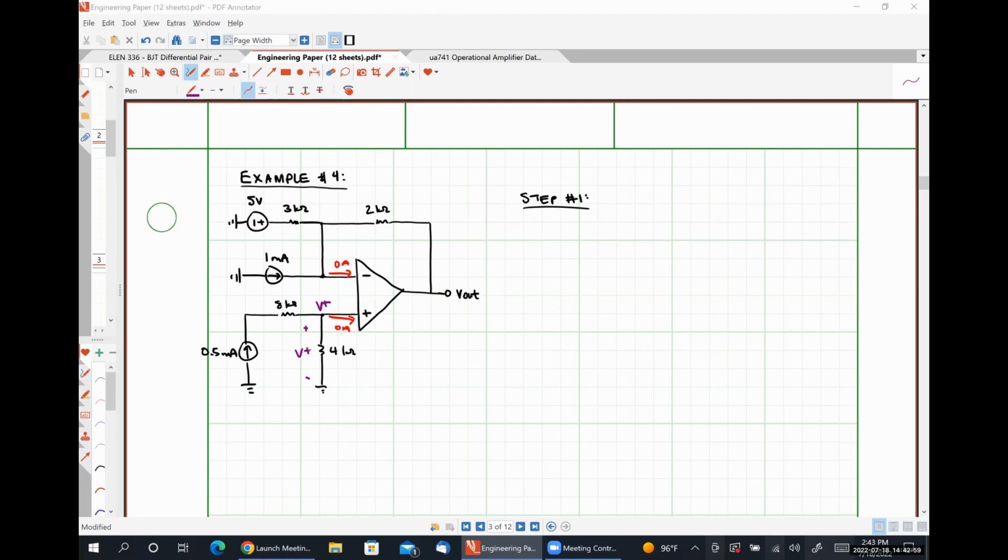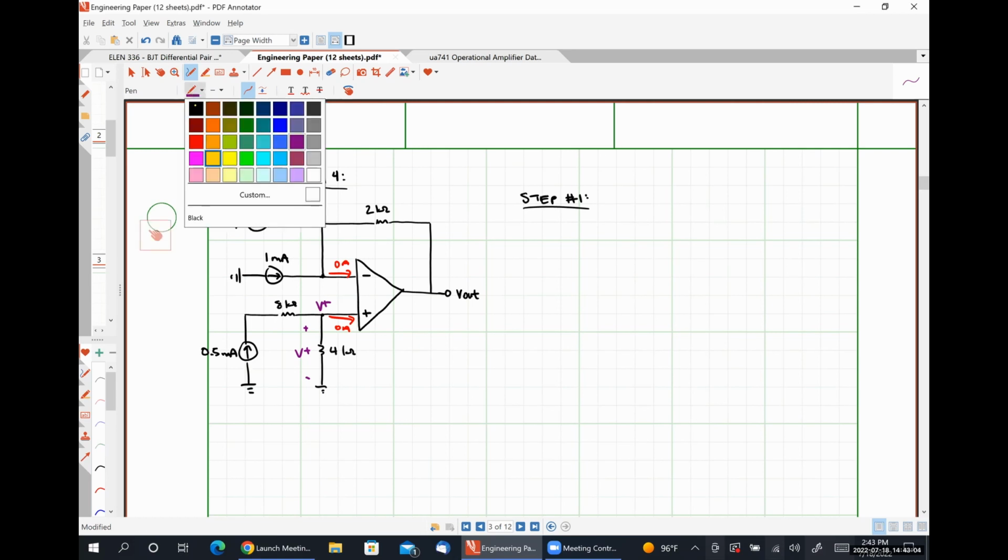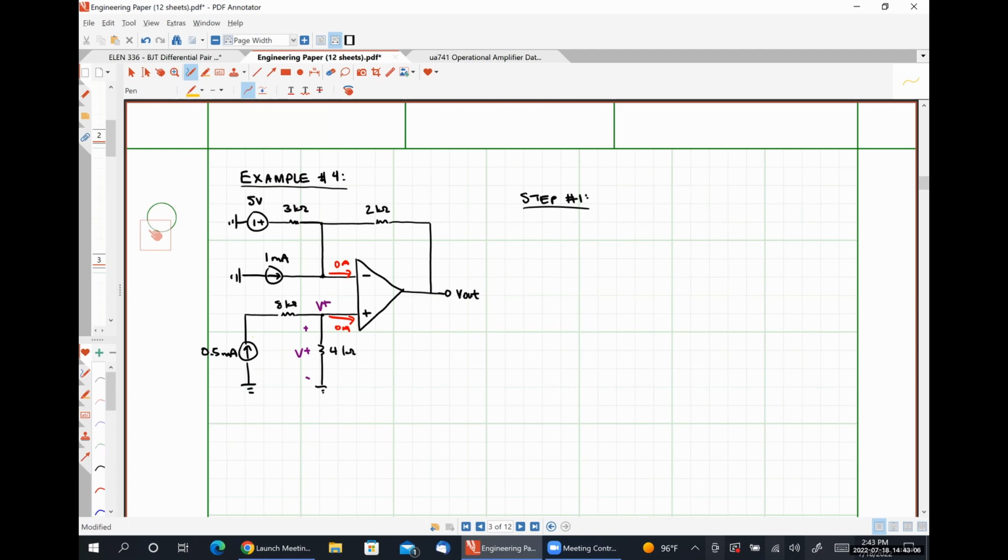Ohm's law. Absolutely right, Catherine. So what I believe Catherine is suggesting is that this 0.5 milliamp of current flows through the 8 kilo ohm resistor, and then all of it has to flow down through the 4 kilo ohm resistor before returning back in this loop. So using Ohm's law, V plus is simply 0.5 milliamps times 4 kilo ohms is equal to 2 volts.